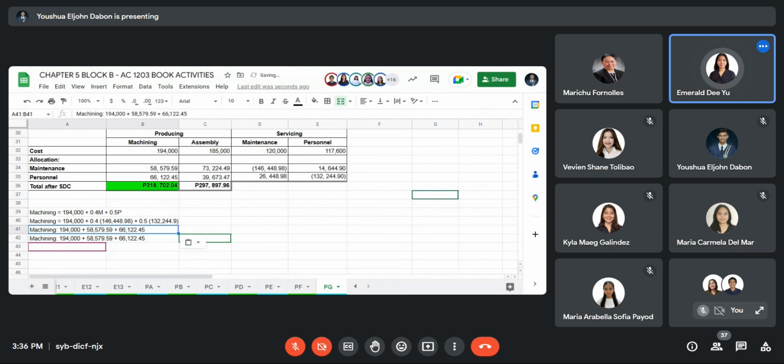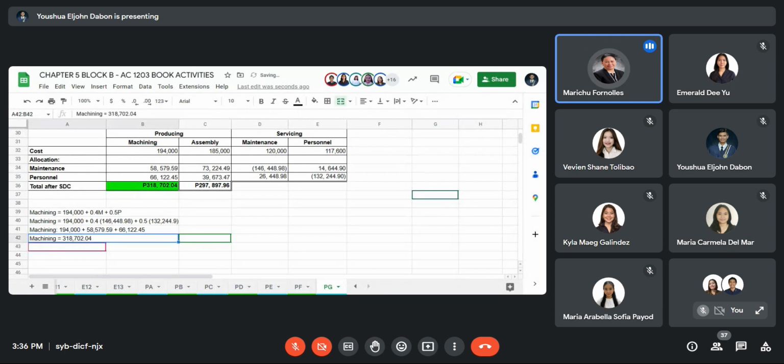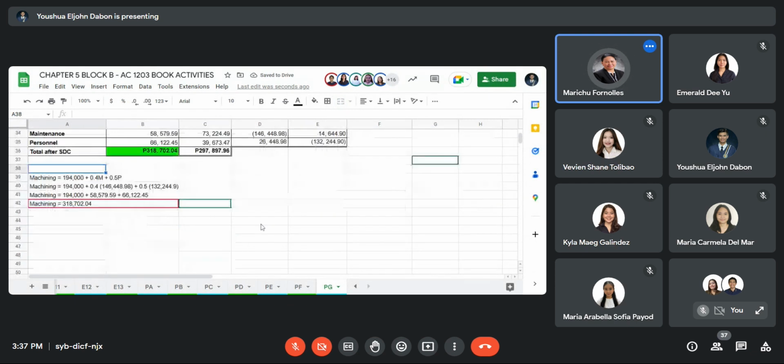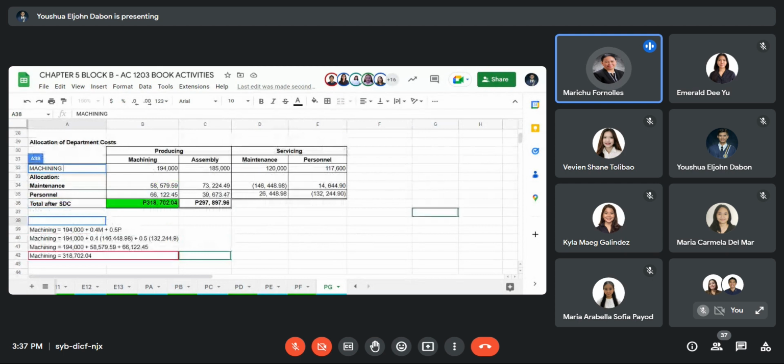Same answer, miss. 318,702.04. And okay, for the other one is 200. Correct. Yes. Ayaw na, do not give what is not required in the problem. Just provide the answer that is required in the problem. The requirement here is to determine the total factory overhead of the machining department after distribution of SDC. So your answer should be 318,702.04. Wala na.